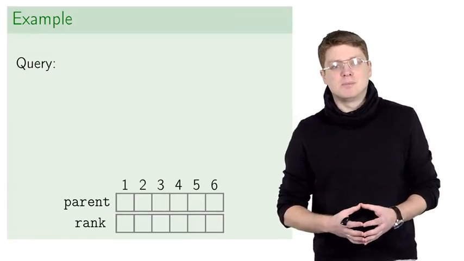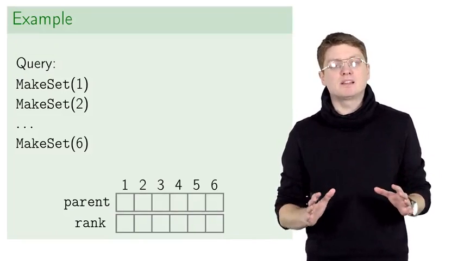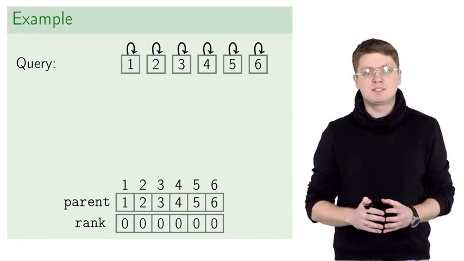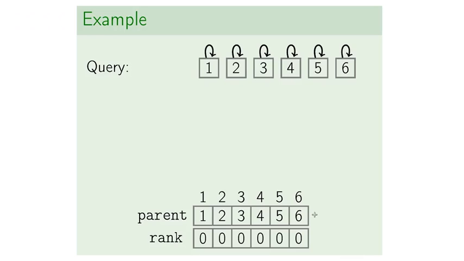Let's consider a small example. In this case, we have 6 elements. Let's call make set for each of these elements. This fills our data structure as follows. So currently, each element is its own parent, right? So its current set is just a singleton set. Also, the height of each subtree in our data structure is currently equal to 0.